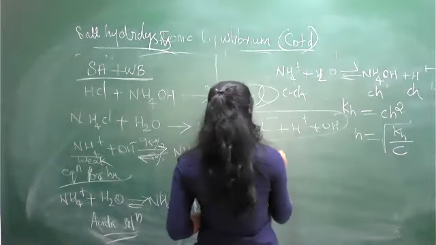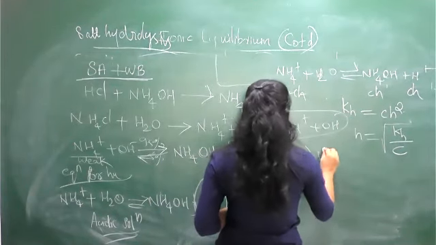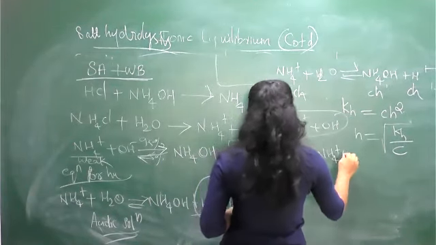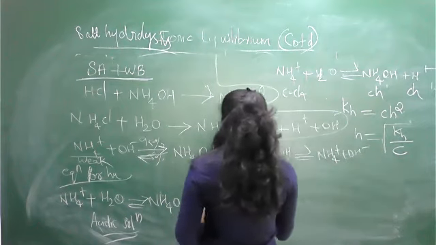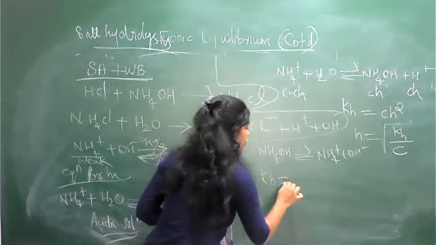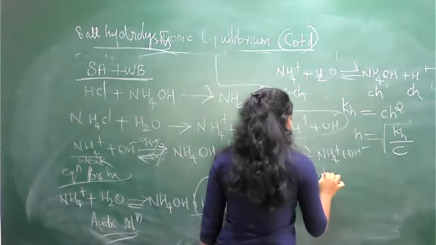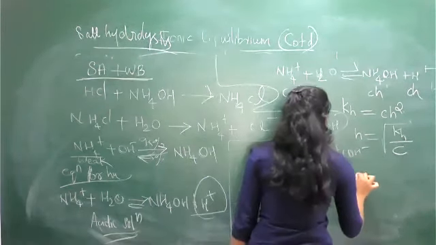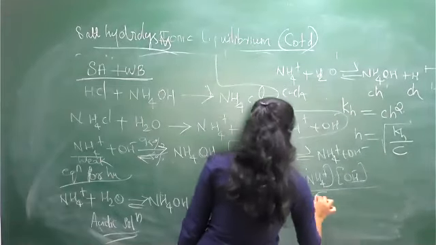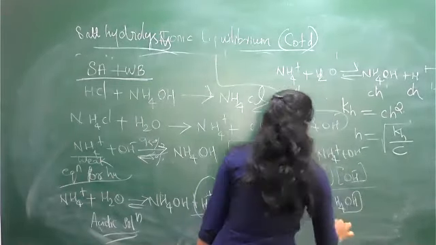Next one, NH4OH. NH4OH dissociates to form NH4+ and OH-. So in that, you want to find Kb, right? So Kb is equal to, tell me, the concentration of NH4+ times the concentration of OH- divided by the concentration of NH4OH.